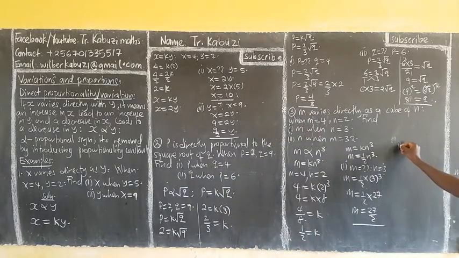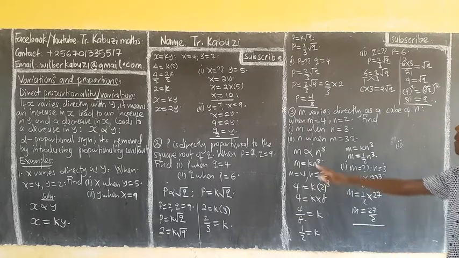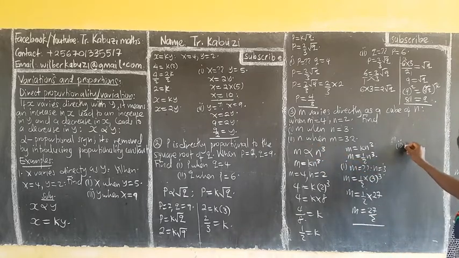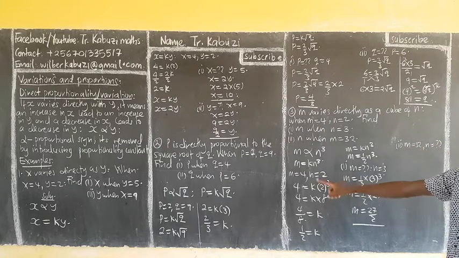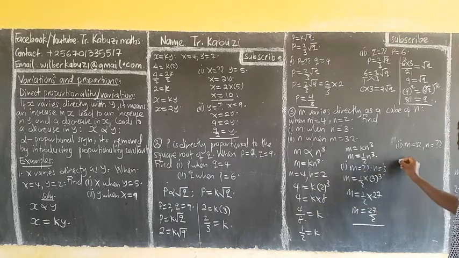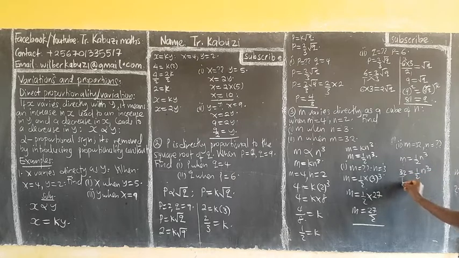When it comes to my number 2, they want us to get n when m is 32. So we have m as 32, we want n. We come back to our formula, the one with the constant. So from our m equals a half n cubed, you see that my m is 32 equaling a half n cubed. So when I cross multiply, I'll be having 64 equaling n cubed.